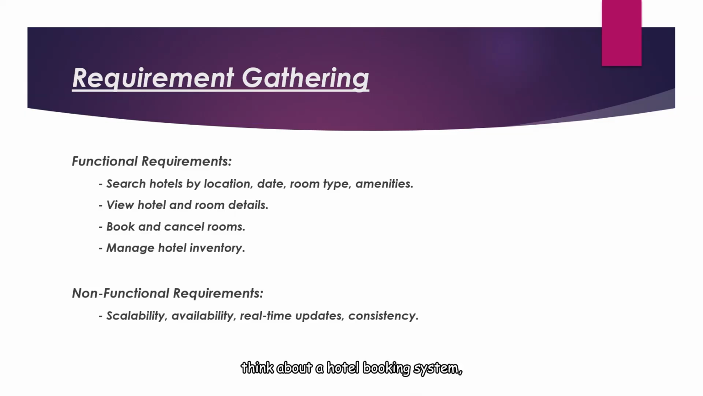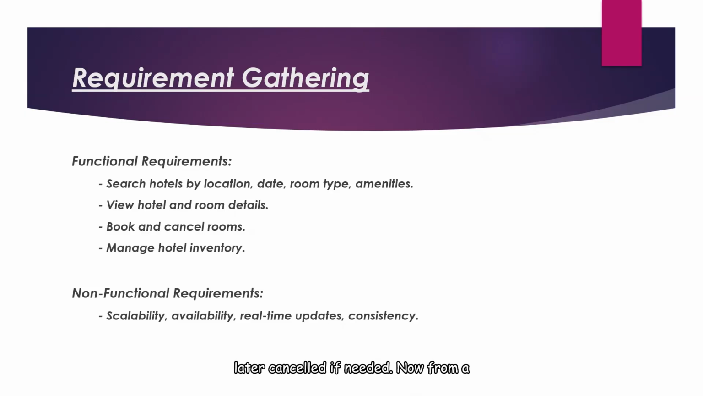When you think about a hotel booking system, imagine yourself as a user first. You open a website or an app and you want to find hotels in a particular city for certain dates. You might have preferences, maybe you want free Wi-Fi, a pool, pet-friendly policies, or breakfast included. So the system must allow users to search for hotels using multiple filters. They must be able to view hotel and room details, prices, amenities, photos, reviews. And of course, users should be able to book rooms and later cancel if needed.